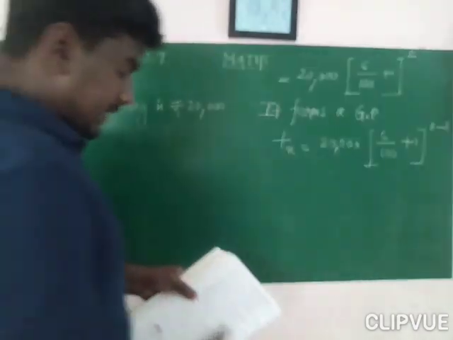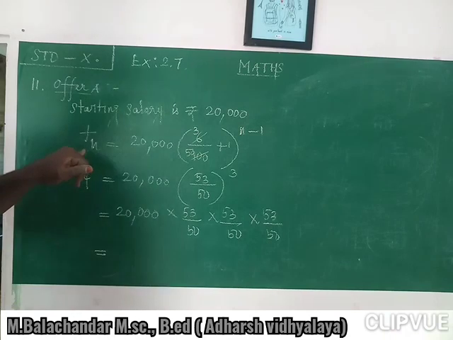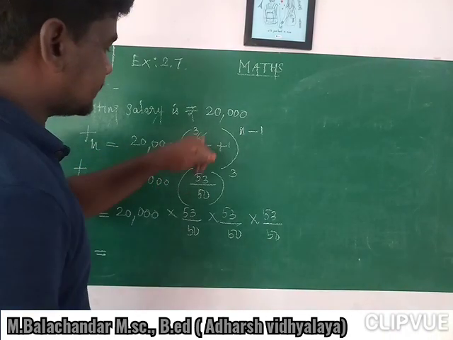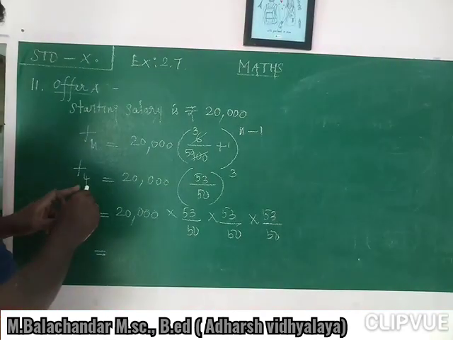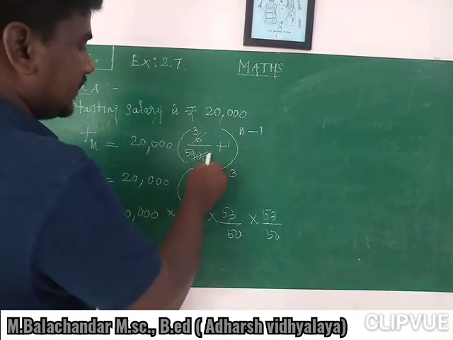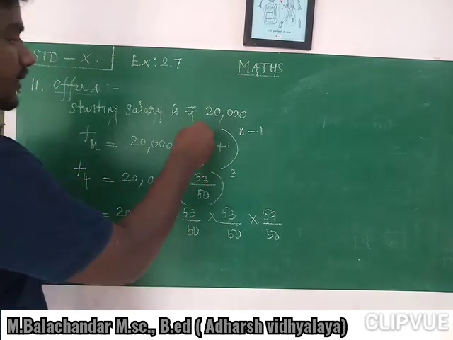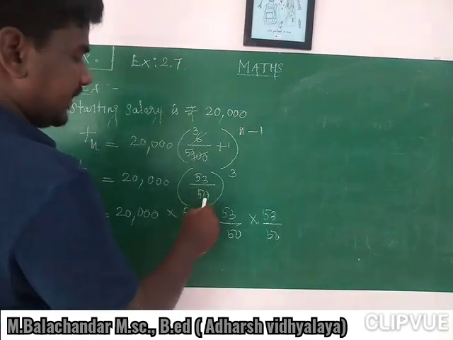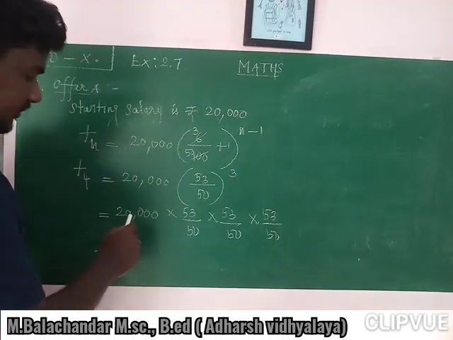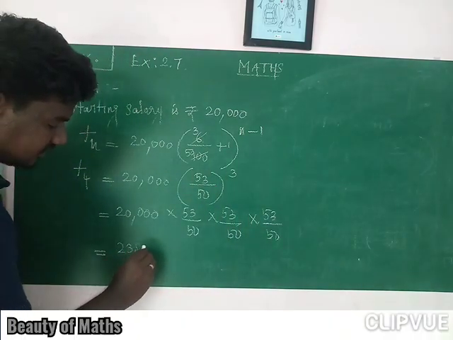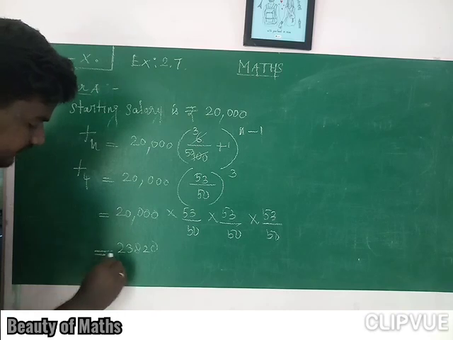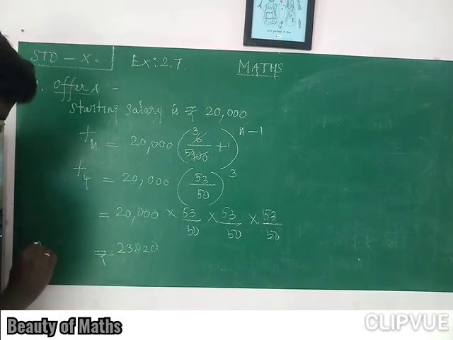So now we got Tn equal to 20,000 of 6 by 100 plus 1 whole power n minus 1. So we are going to find T4. T4 is equal to 20,000 of, if you simplify this by 2 table, so 3 times, here 50 times, 53 by 50 whole power 3. So you can simplify it. If you simplify, you can get the value 23,820. Offer A.